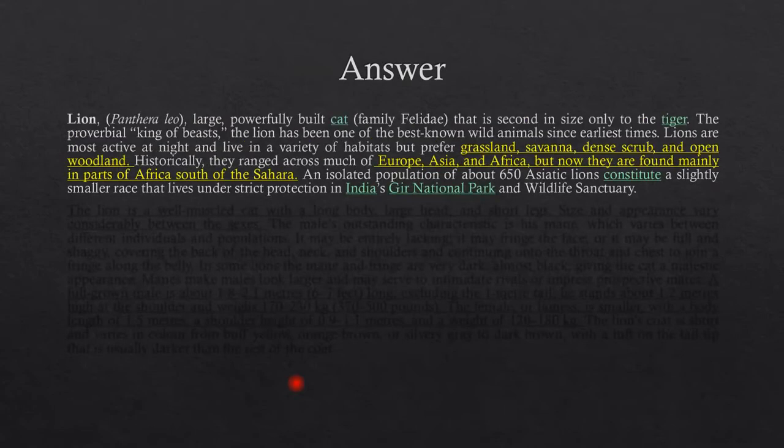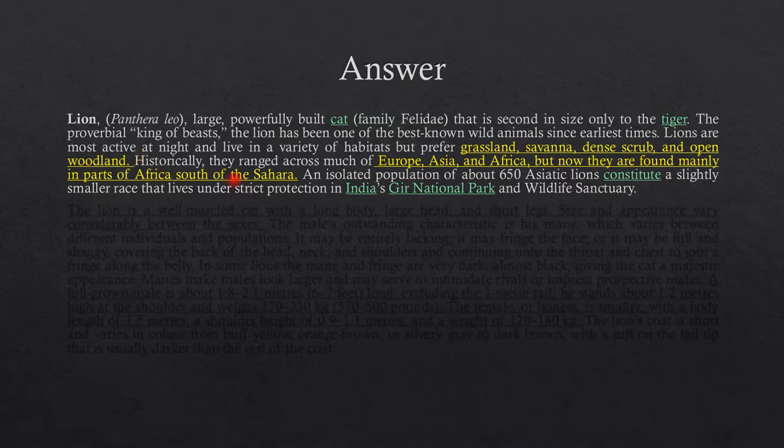Okay, we have the text here also. So first we will answer the first and second questions. So the first question is where are the habitats, right? So the habitats, as you can see here, it's in the yellow color and underlined, which are the grassland, savanna, dense scrub, and open woodland. Those are the habitats that lion prefer.